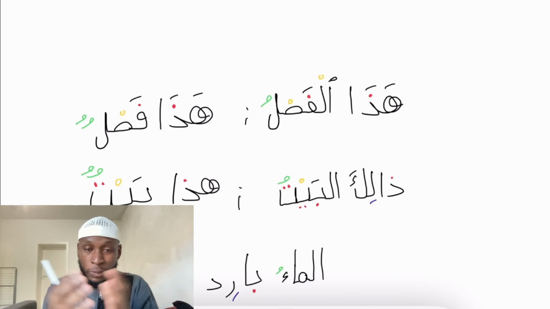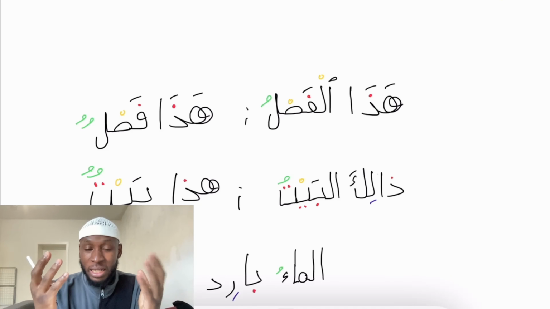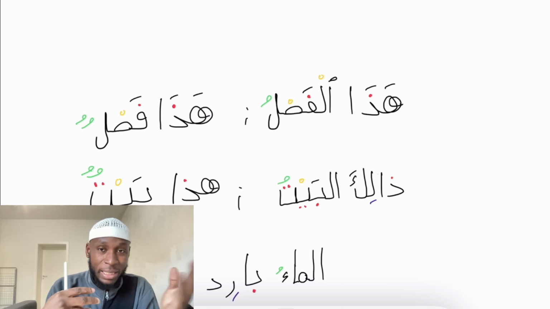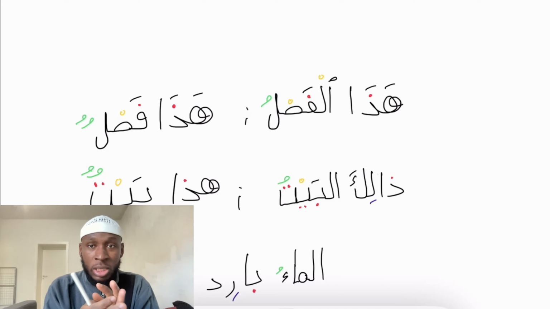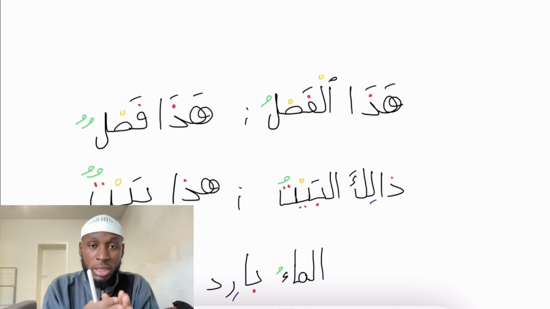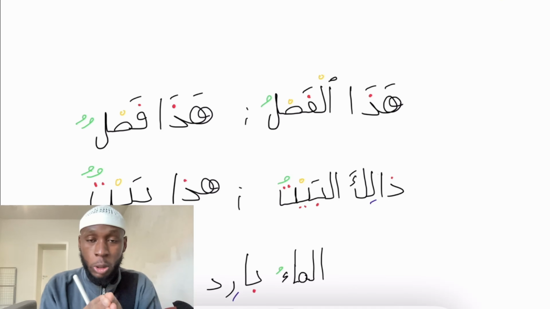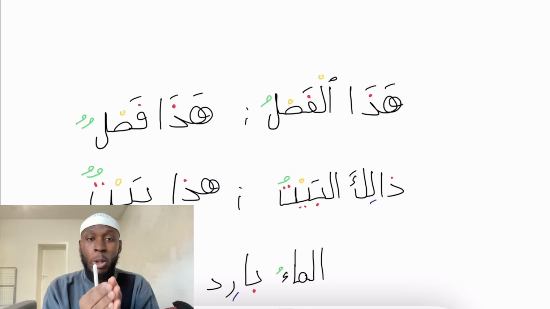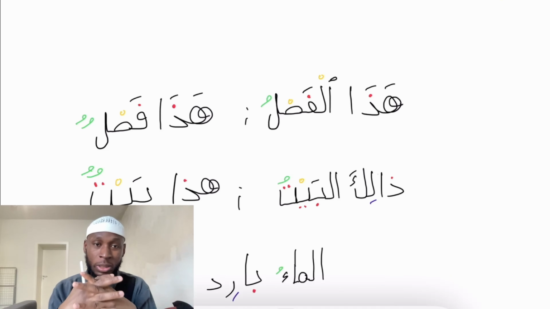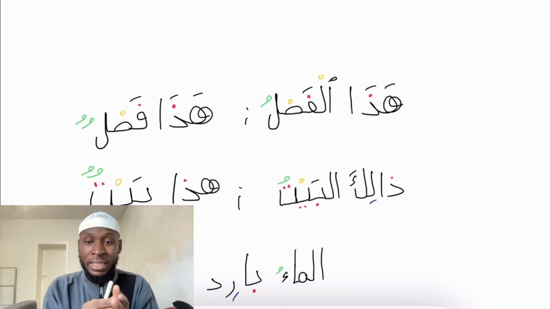So how would we recognize if a noun is a subject or a predicate? We say that the subject has to be, first of all, marfu. The subject is always marfu, in the nominative case. And as for the predicate, when it is only one word, not a connection, we say it's also marfu. But what is the difference?